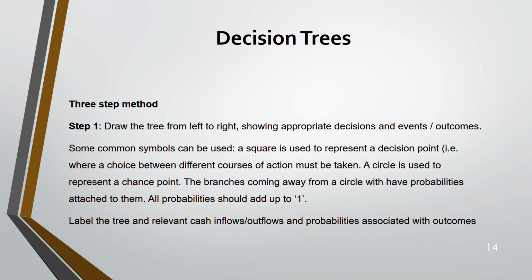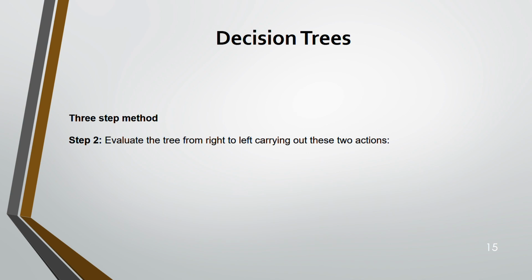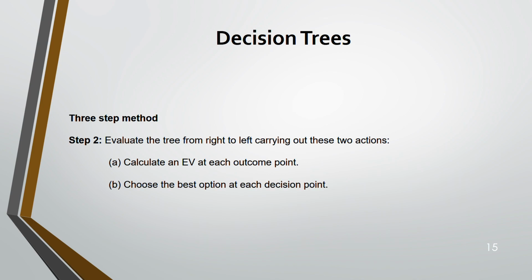Now, in the tree, you might have cash inflow or cash outflow. If it's an outflow, make sure you put a bracket. Okay, now step 2. From right to left, you calculate the EV, then choose the best option at each decision point. Step 3, you recommend which course of action to the management.